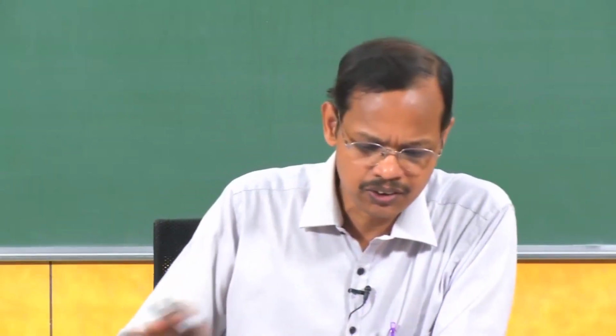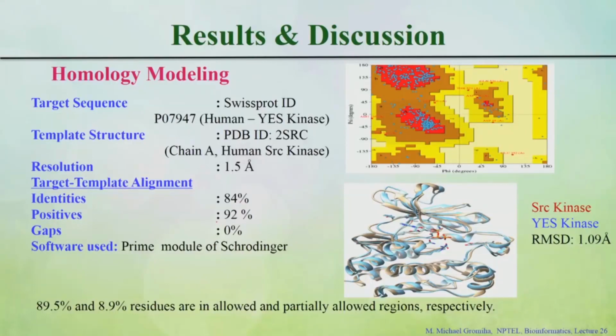On the protein side, as we discussed earlier, the sequence identity is very high: identity is 84% and positives is 92%. In this case you can do homology modeling. So, you can see the homology modeling here.